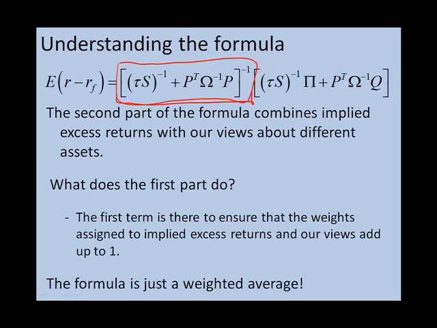What is this formula then for expected excess returns? It really is just a weighted average. It's a weighted average of the implied equilibrium excess returns, which is the market's best guess of what's going to happen in the future, and our views about the future. This formula may still seem pretty worrying and very complicated.